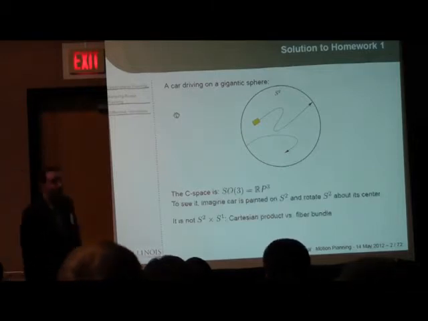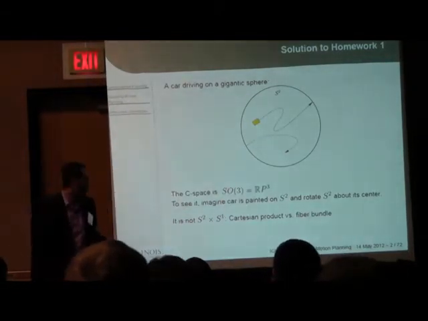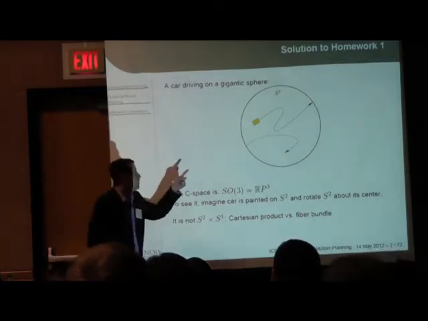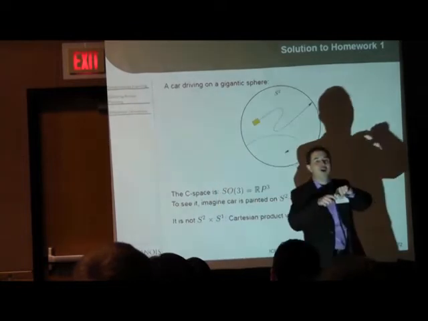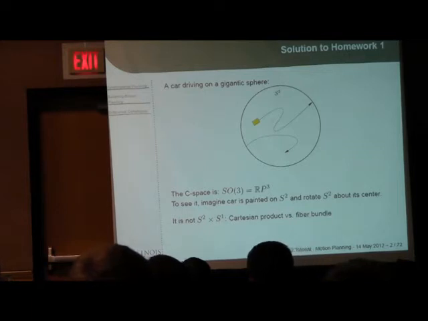It's RP3. So that's the answer to the problem, SO3. One way to see that is you can imagine that we just paint the car onto the sphere. Just make a nice painting of a car flat on the sphere. I can put that car in any configuration by just applying a rotation about the center of the Earth, right? That'll put the car in any location, any orientation. So there's a perfect, nice bijection between those, and everything's great.